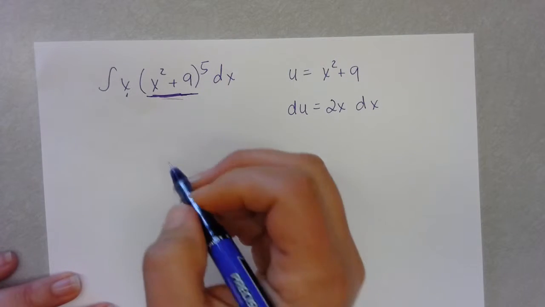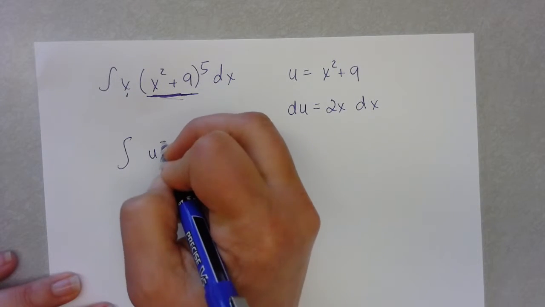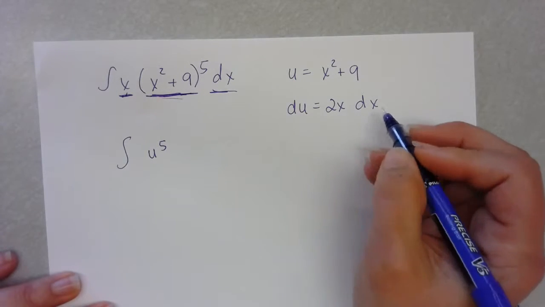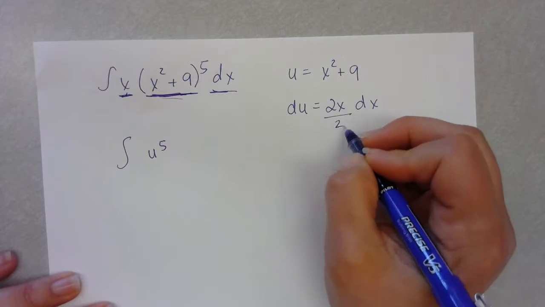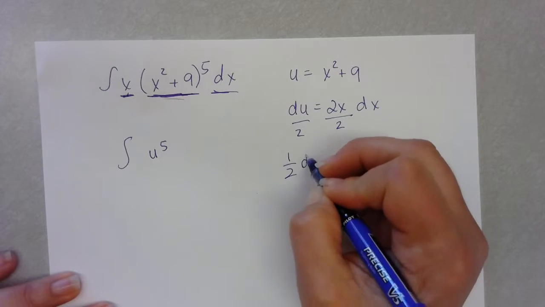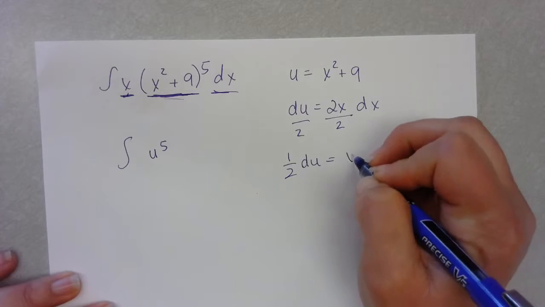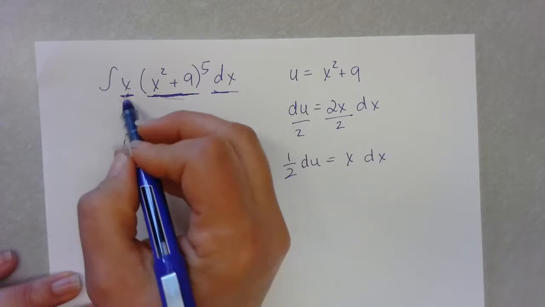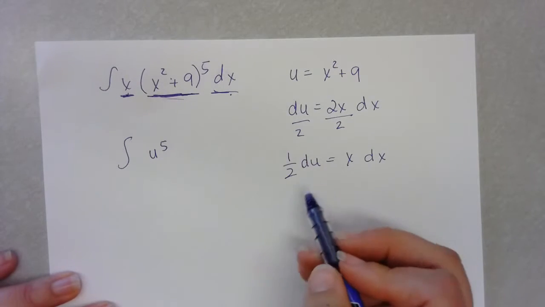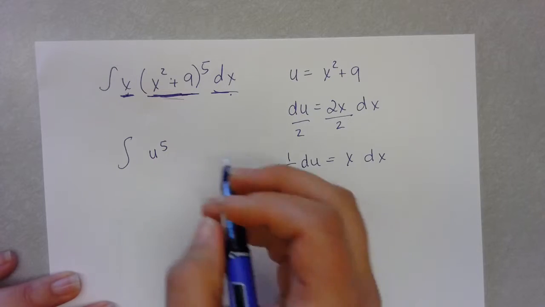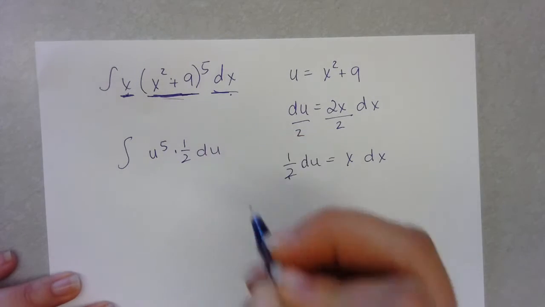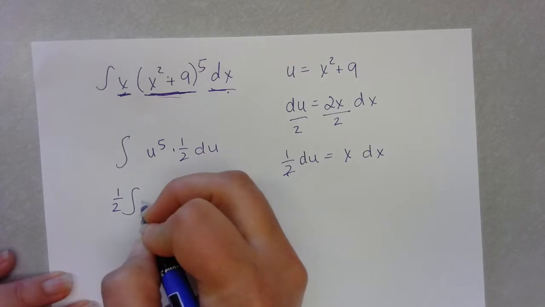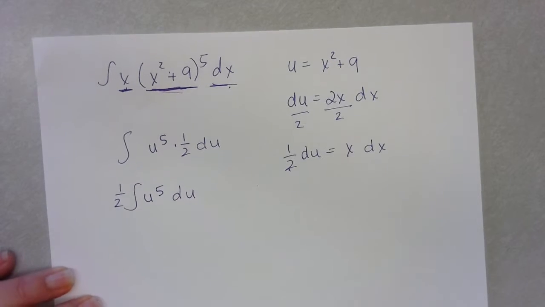Now, in order to make my swap, right, so far I have u to the 5th, but I need to swap out my x and my dx. So I have 2x dx, so if I divide both sides by 2, then I get 1/2 du is equal to x dx. So now I can make the swap. Instead of x dx, I'm going to swap it in for a half du. So anytime I have a constant times the whole thing, I'm just going to shove this 1/2 outside because it's bothering me. And now it's nice and neat.